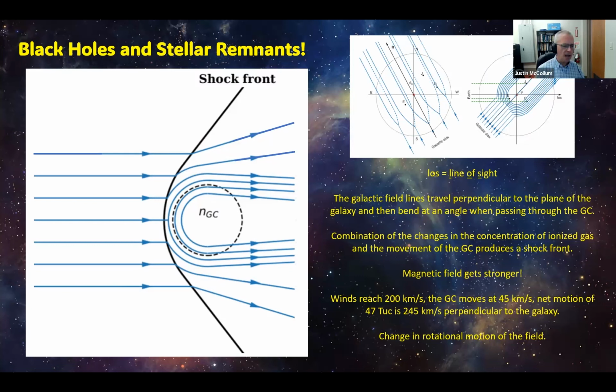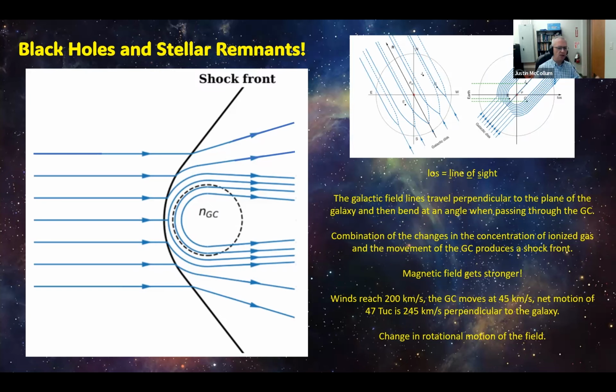Well, that material becomes ionized, and it ends up creating this shock wave, which bends the magnetic field of the Milky Way around the globular cluster. And what we get is that the magnetic field gets stronger, and we get a change in the direction of the magnetic field depending on which side of the globular cluster we are on with respect to our line of sight. So we have it on one side, we have it on the other side.